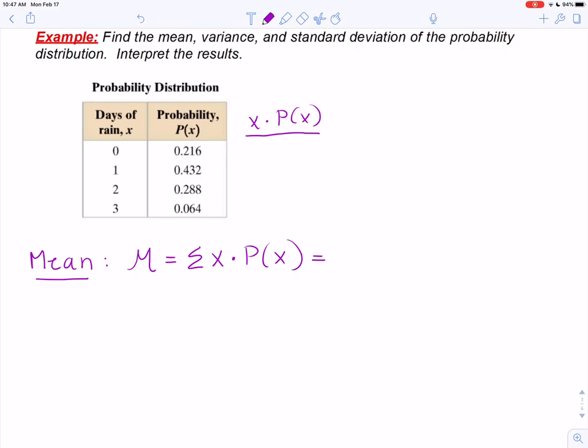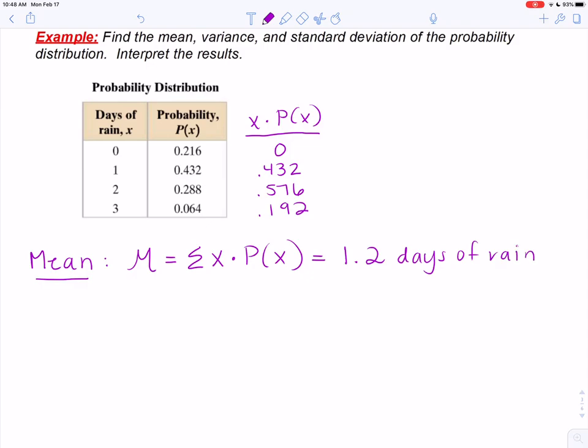So if I multiply 0 times 0.216, of course that's 0. 1 times 0.432 is going to stay 0.432. 0.288 times 2 is 0.576. And 0.064 times 3 is 0.192. And so if I add those values together, that's going to give me a mean here. Now this is a mean value of x, so a mean of 1.2 days of rain.